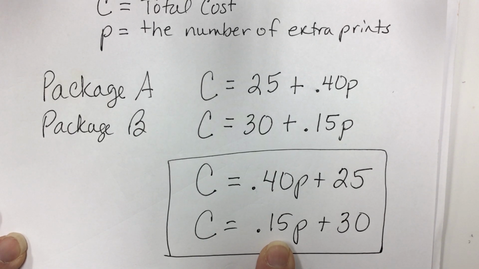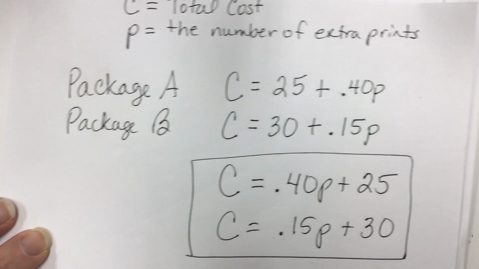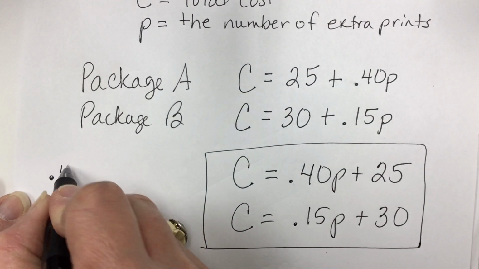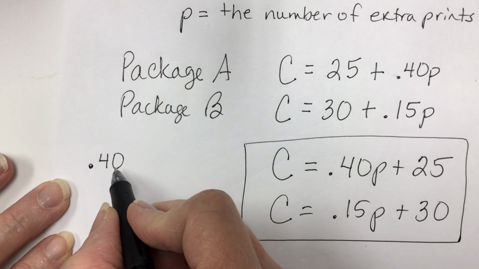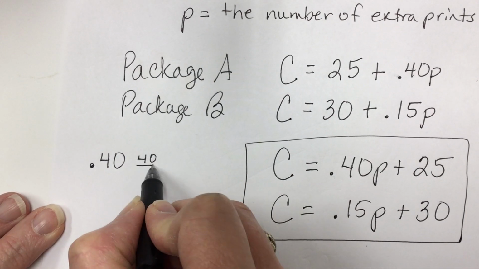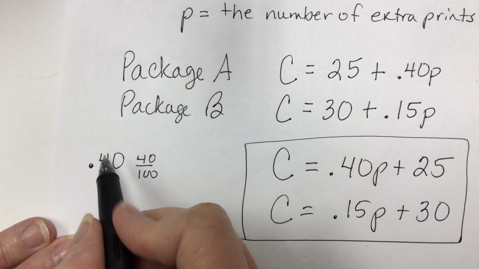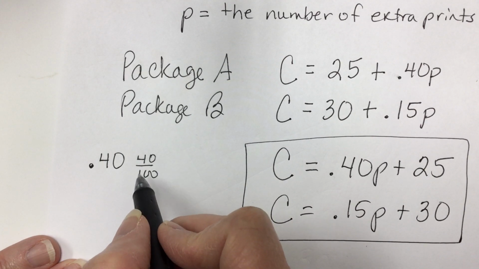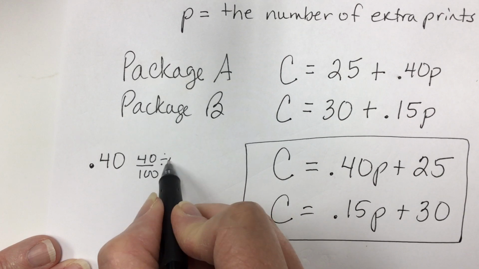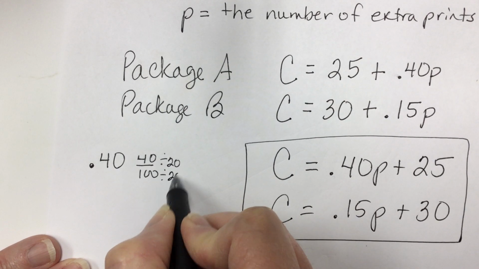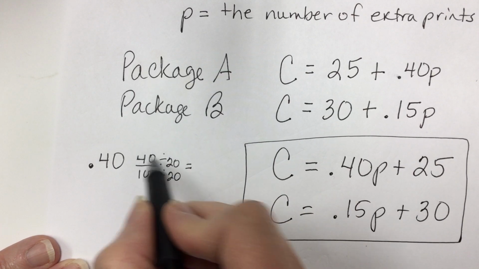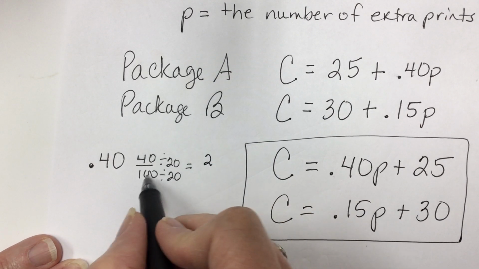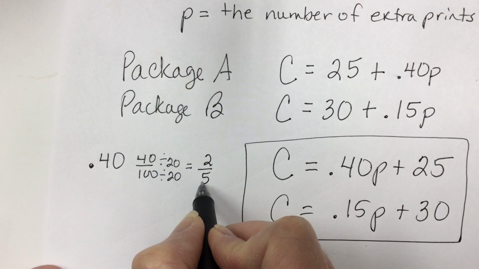But to graph using our slope, we need a fraction or a whole number. So I'm going to need to convert these decimals to fractions. 0.40 reads 40 hundredths, so that would be 40 over 100. 40 hundredths would mean 40 divided by 100. Now let's reduce that fraction. The largest number that will go into both of them is 20. So let's divide each one by 20. 40 divided by 20 gives you 2. 100 divided by 20 gives you 5.